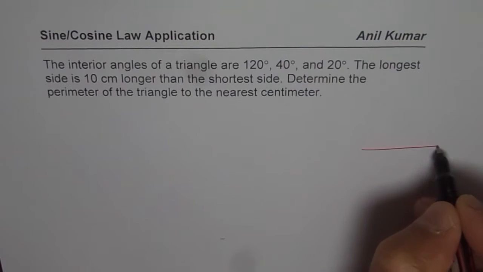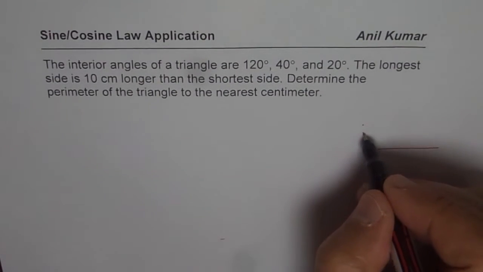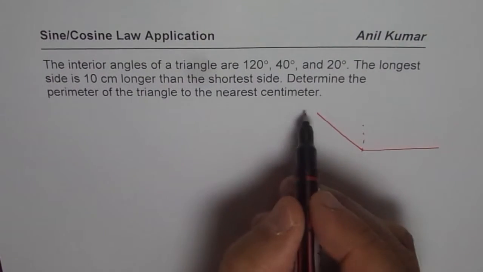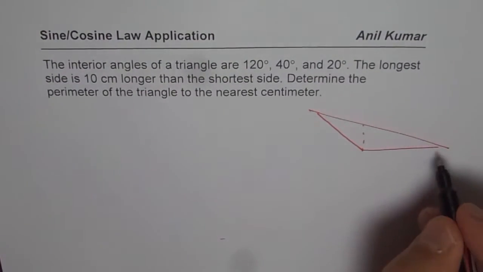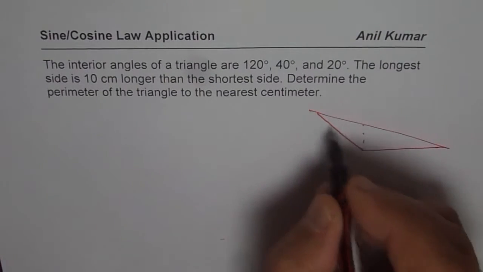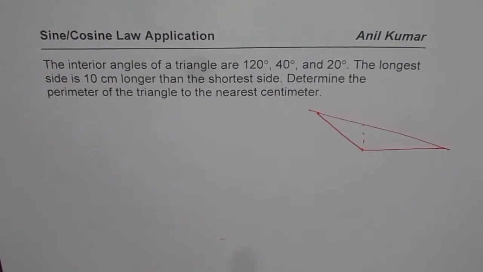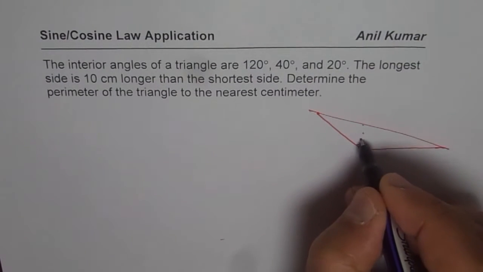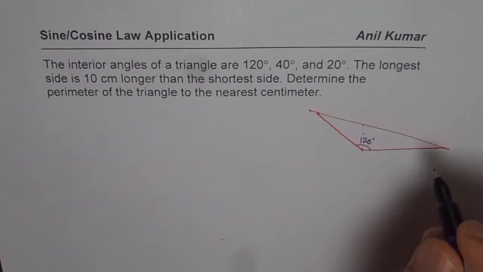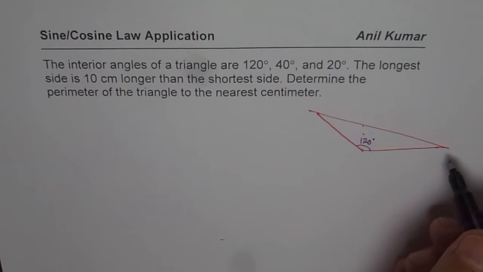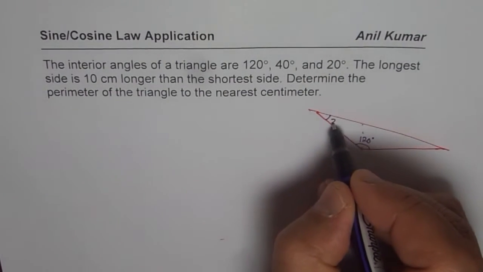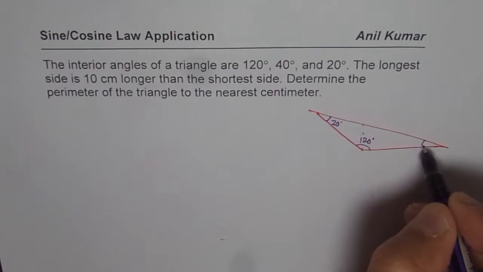So let's say this is our triangle. 120 means it is more than 90, right? So kind of like this. And let me just complete this triangle like this. Okay. So that's the triangle. Now in this triangle, what we are given is one angle which is 120 degrees. Other two are smaller angles. So let this be 20 degrees, okay, and let this be 40 degrees.